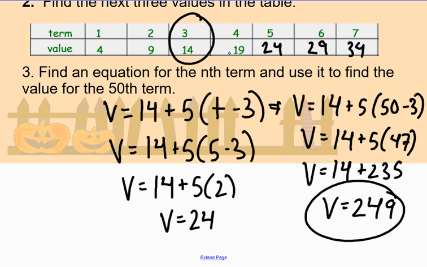There's other ways you can do it too. You can actually work backward and figure out what it would be if there was a term 0 and kind of do it in y equals mx plus b. But I think this is probably the most natural.